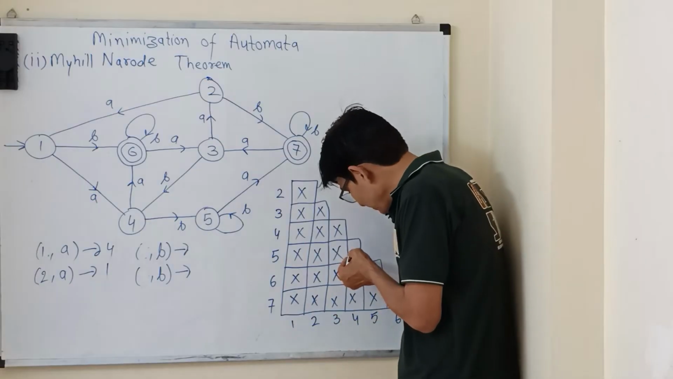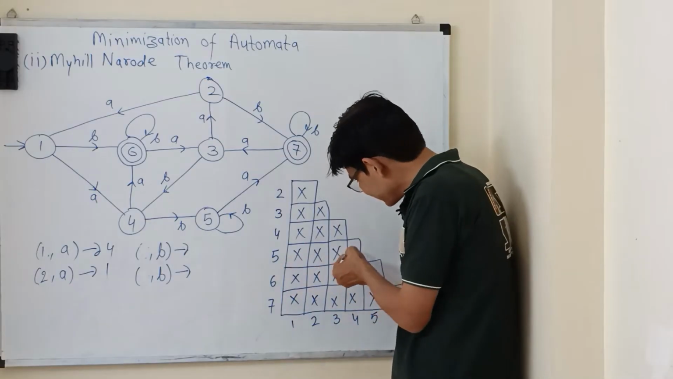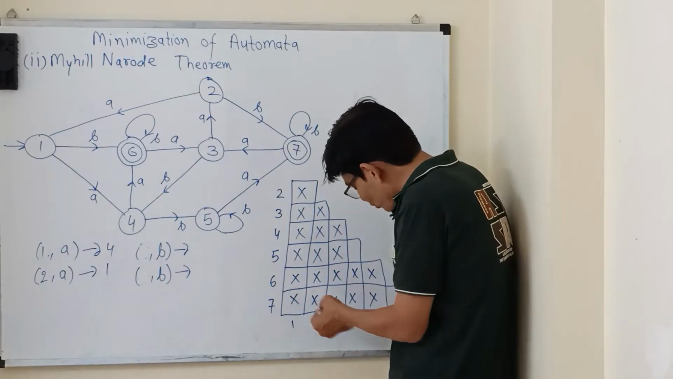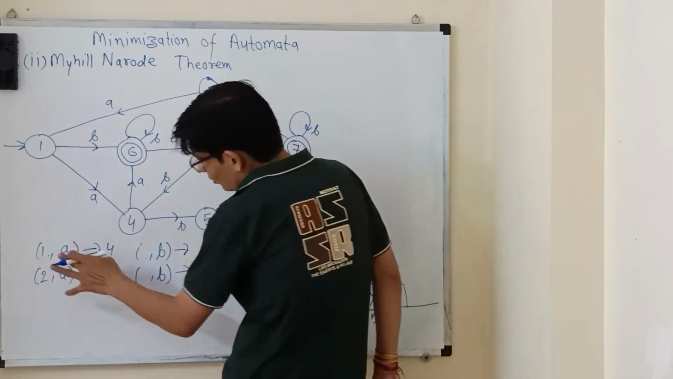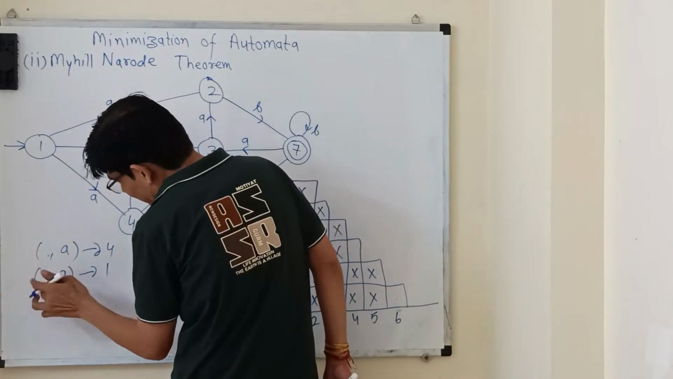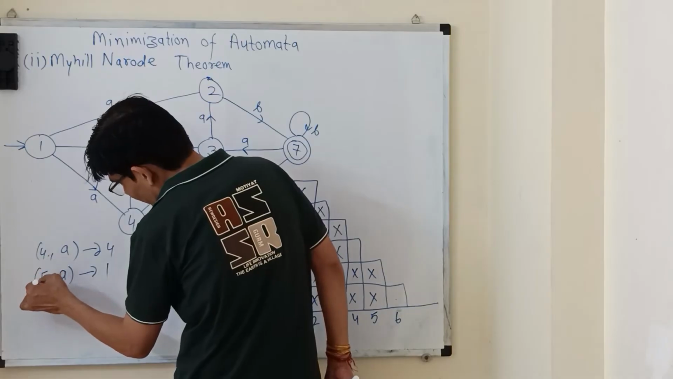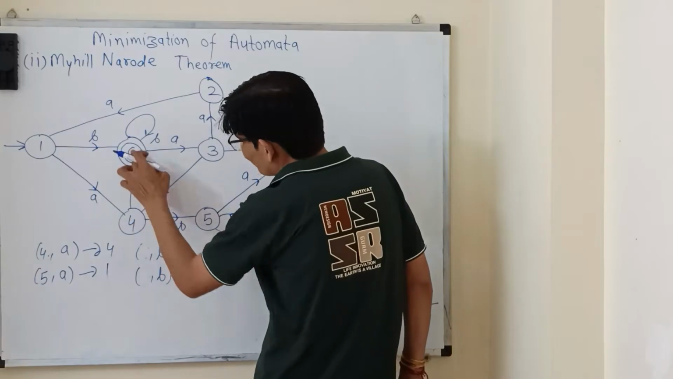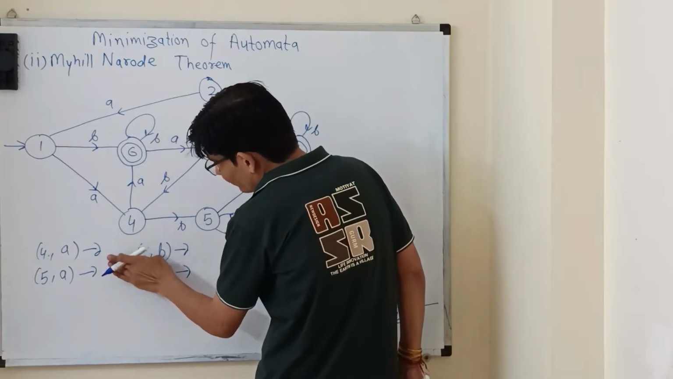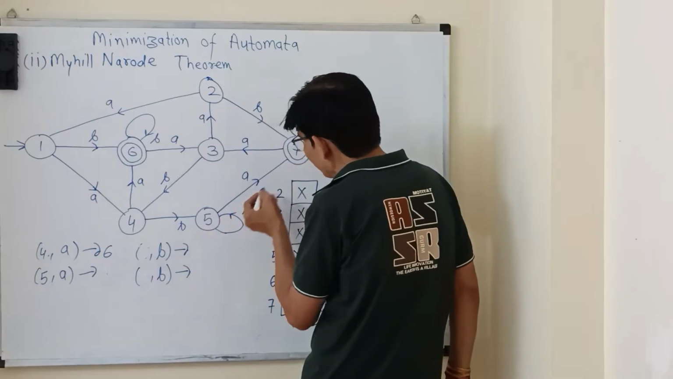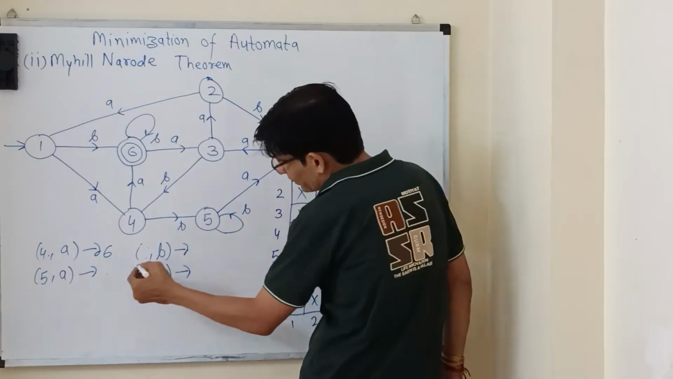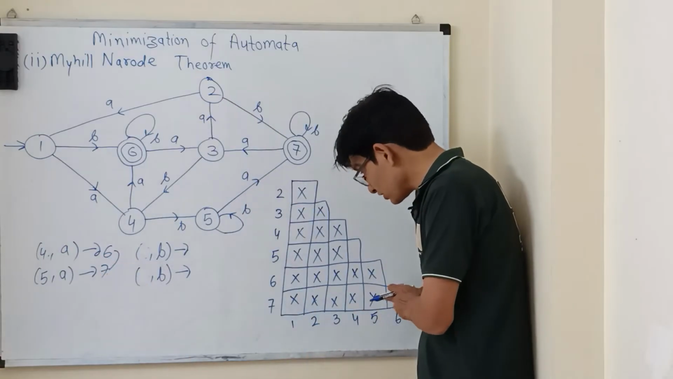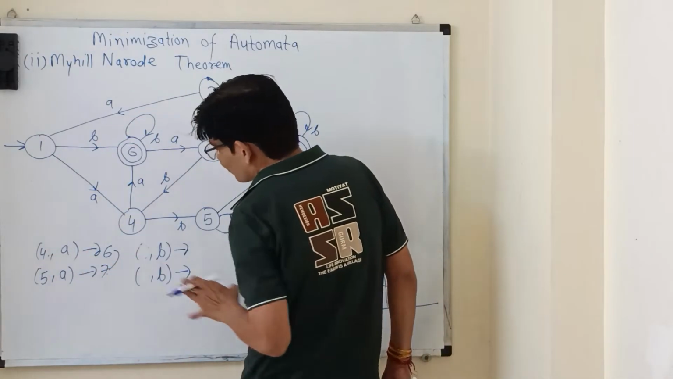Now, again, 2 blocks are remaining there. So let's try it again, on 4 and 5. Now 4 and 5 we can try for both the transitions. Now on 4, if we are applying A, we are moving to 6. And on 5, if we are applying A, we are moving to 7. So between these two, we have not put any cross. So based on this transition, we cannot put cross here.